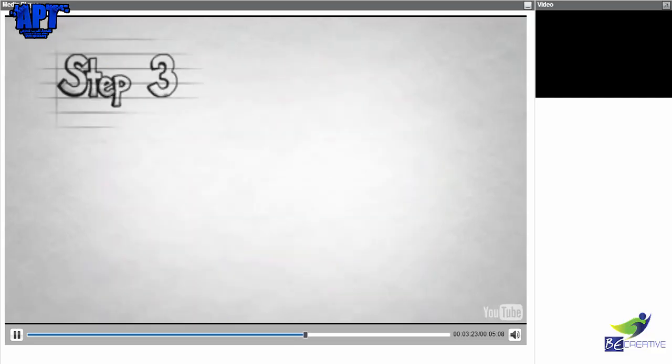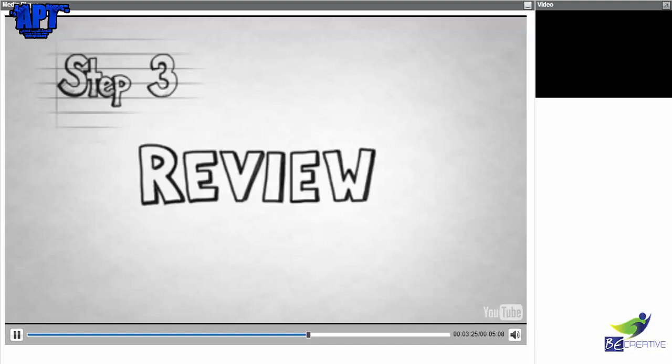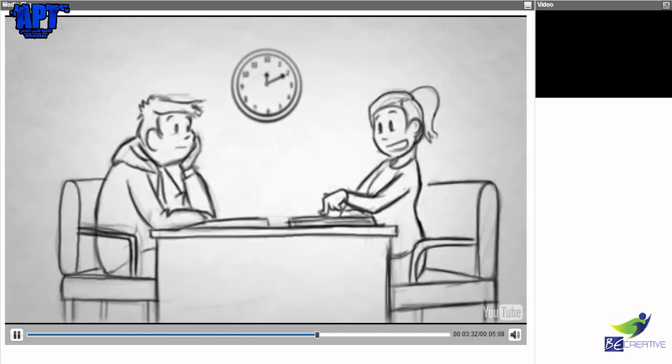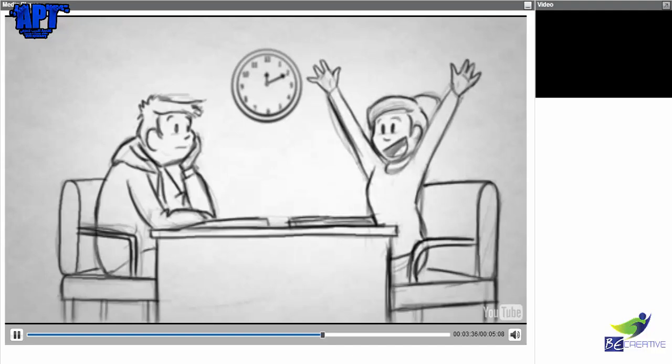Step 3, review your notes. Don't relearn them. Spend at least 10 minutes organizing your notes after class. If you want to test your comprehension, try teaching the material to a classmate. This will be a great marker to see if you've actually learned anything.